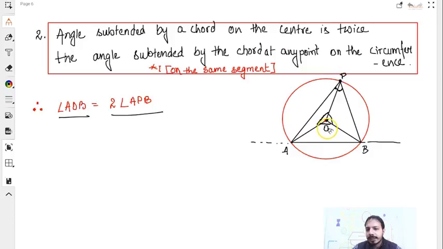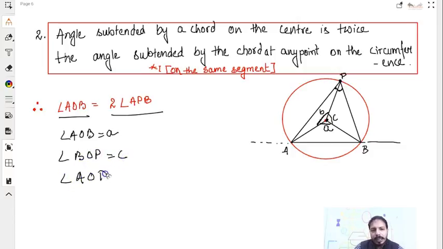So let me say this is angle A, and this is B and this is C. So I have named angle AOB as A, angle BOP as angle C, and angle AOP as angle B. So these are the names that I have given. Also I will take a few more names. Let me say these two angles. What is the relationship between these two angles?